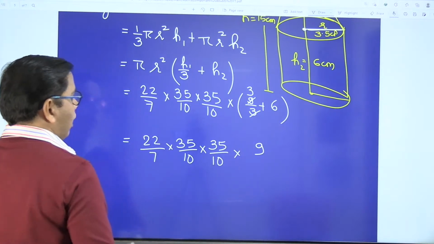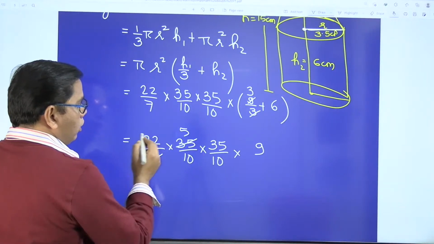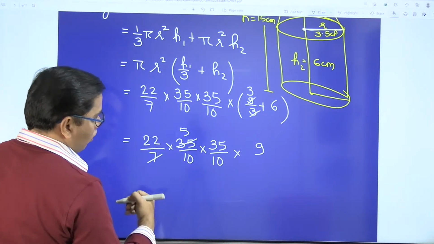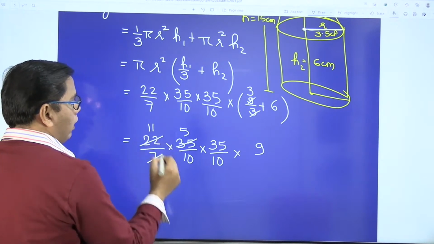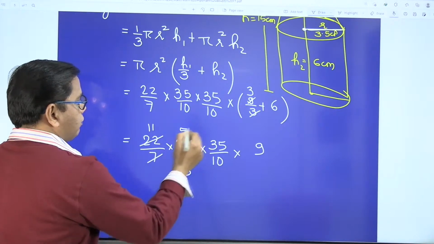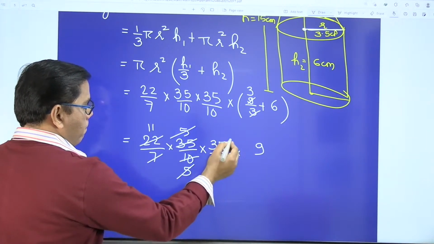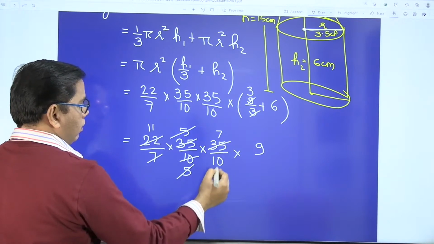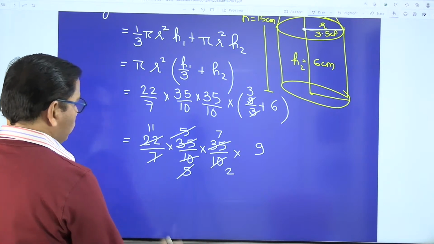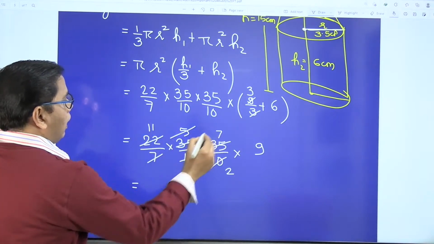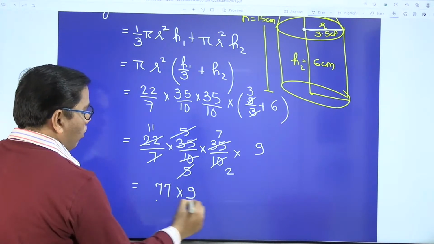9. Now what is this? This is 3, 7 into 5 is 35, 22, and this can be cancelled. So are we interested in cancelling this? Let's cancel. 2 into 11, 2 into 5, and this 5 and 5 is also cancelled. Should we cancel this? 5 into 7, 5 into 2. Fine. So what we have got? We have got 11 into 7 is 77 into 9 upon 2.